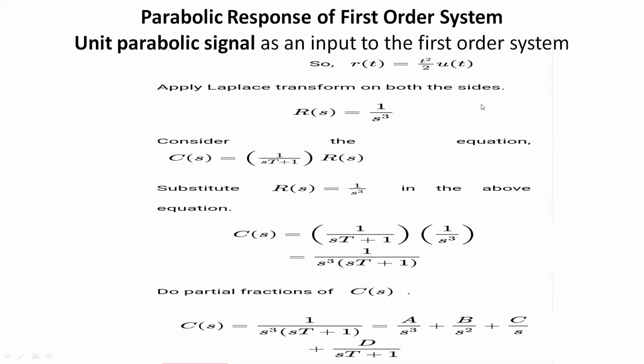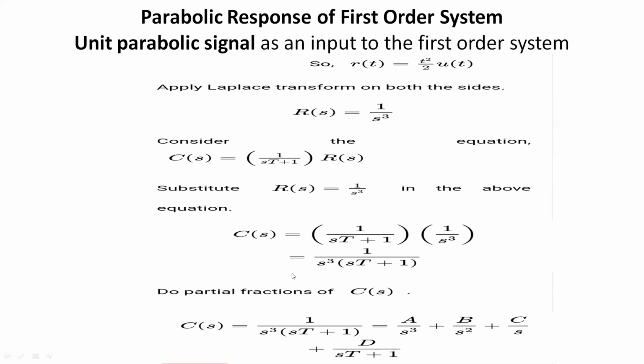Then the parabolic response of the first order system. If you take the input of the first order system, r of t is equal to t square by 2 into u of t. That's the equation. If you apply the Laplace transform on both sides, you get R of s is equal to 1 by s cube. Do the same thing. By substituting R of s is equal to 1 by s cube, we get 1 by s cube into sT plus 1. Then if you do the partial fractions, same as before, A by s cube plus B by s square plus C by s plus D by sT plus 1. This is how we get it.